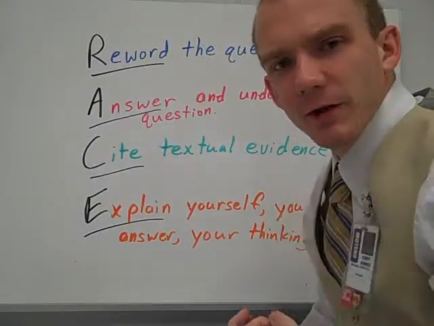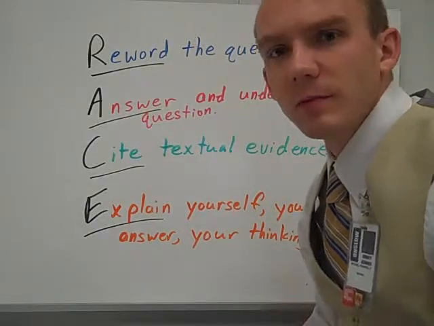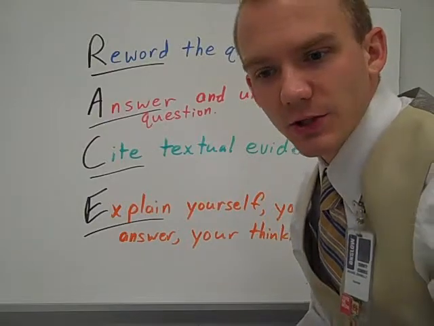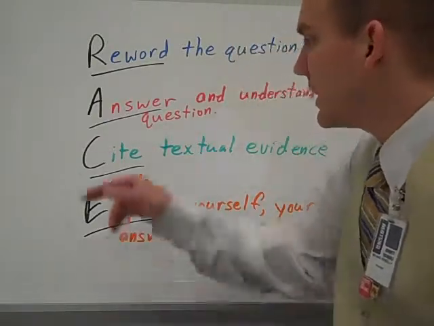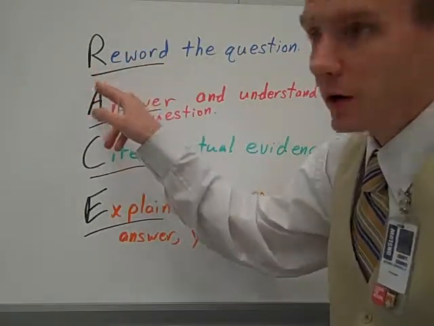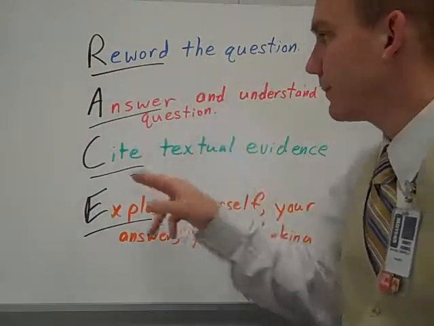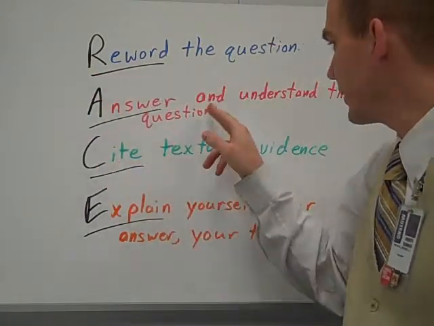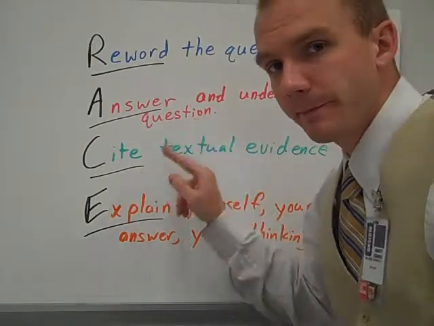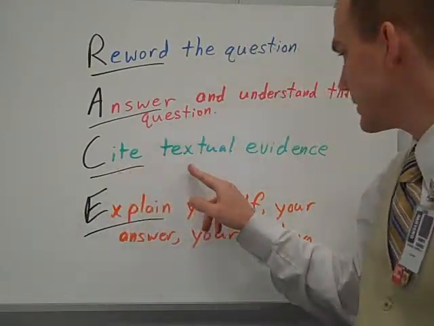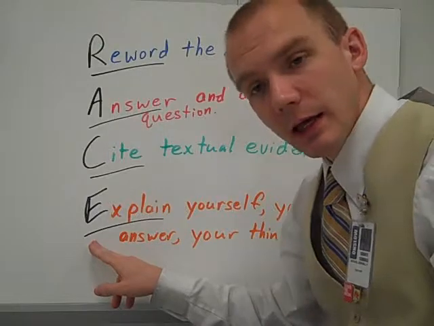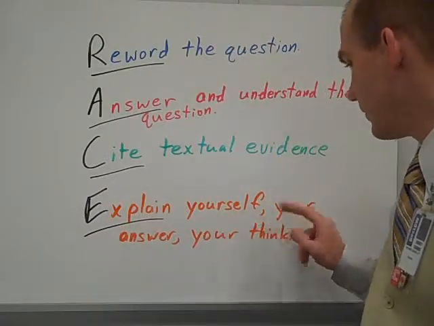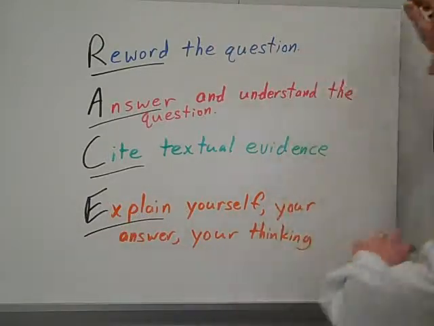Let's go over a very useful strategy that you probably already use and don't even realize as you're answering questions about reading. It's called RACE. R stands for reword the question. A, answer and understand the question. C, cite textual evidence. And E, explain yourself, your answer, your thinking.